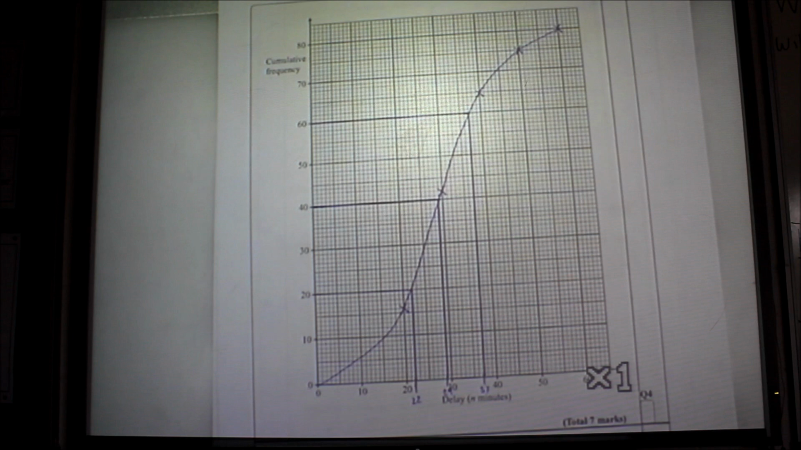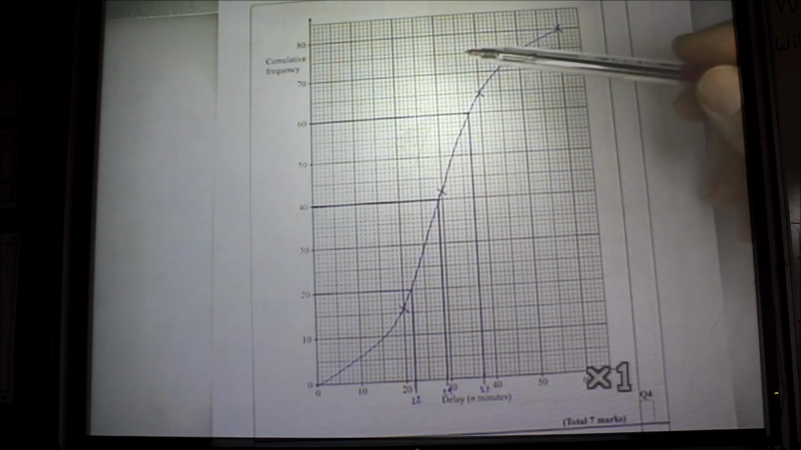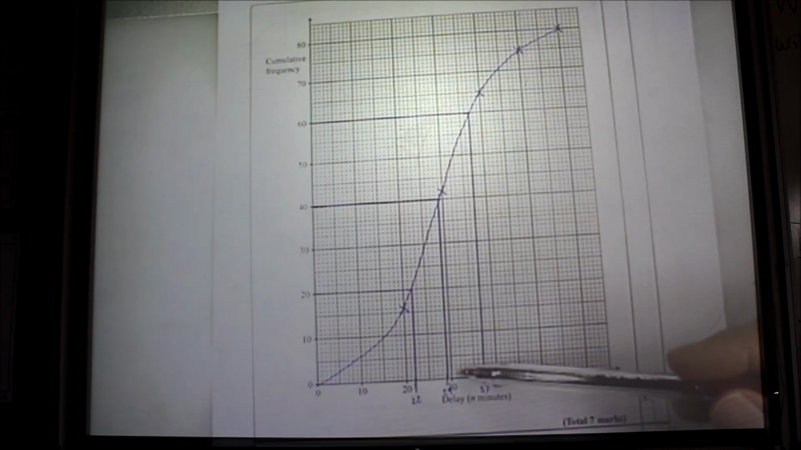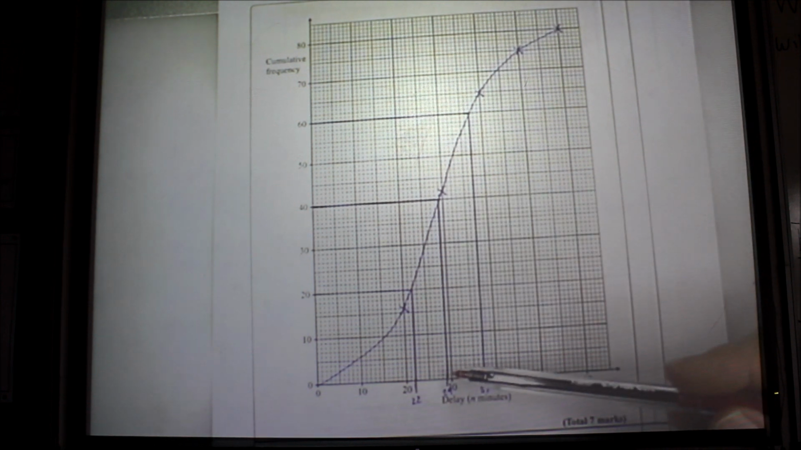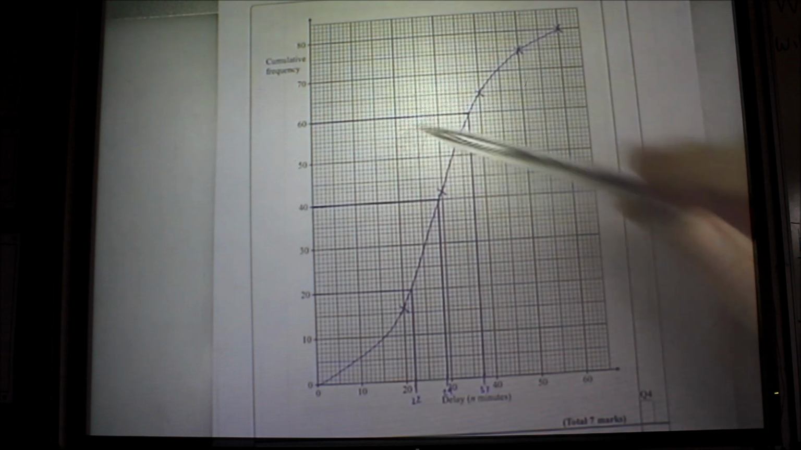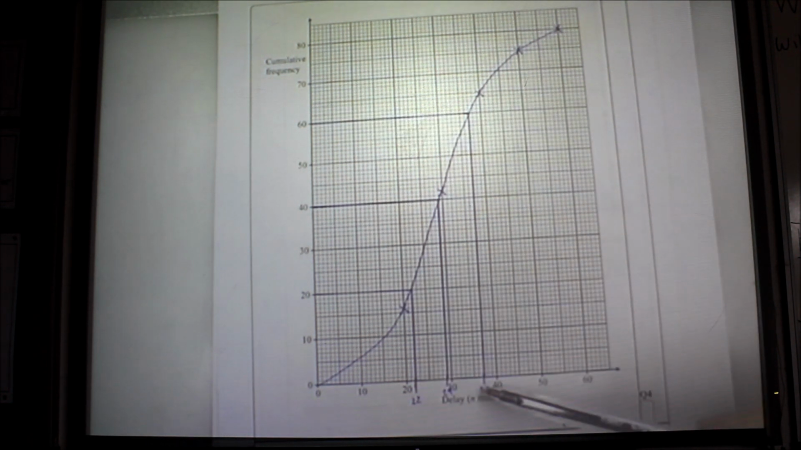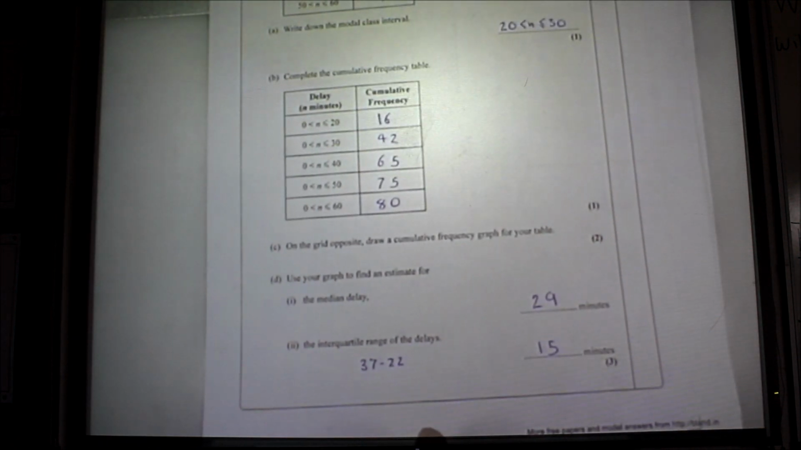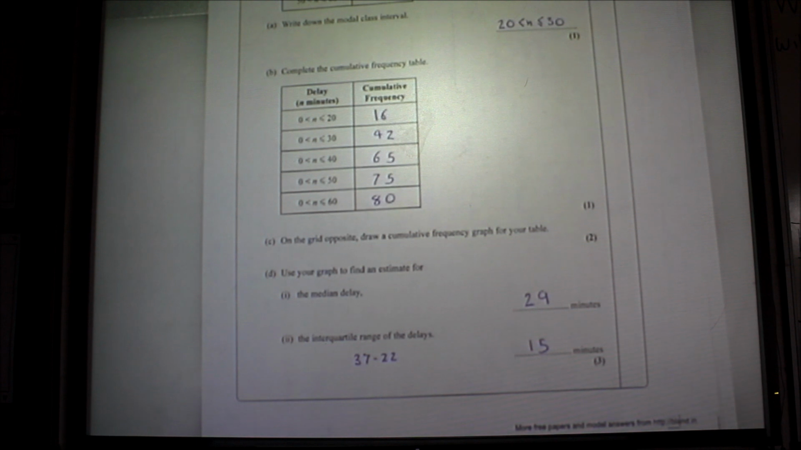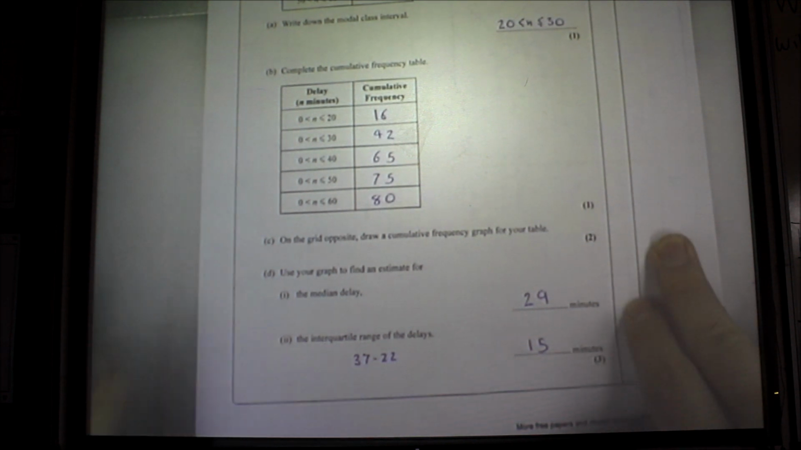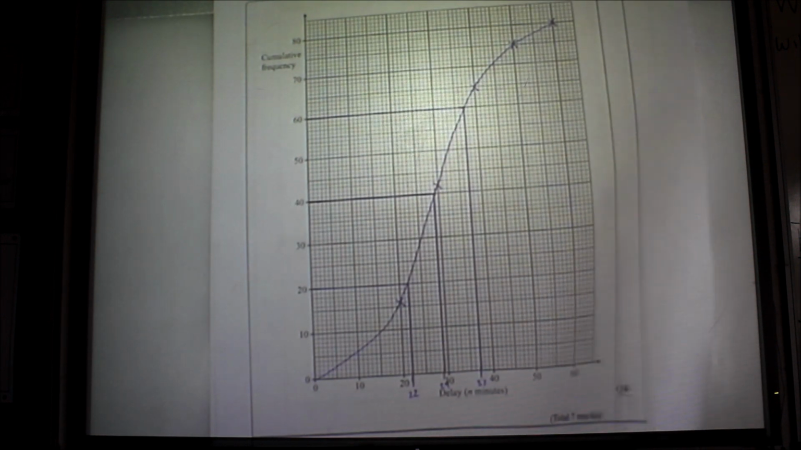Use your graph to estimate the median delay. If there's 80 flights, median is the 40th one. Come down, and you can't read that, but I'll make that 29. And the interquartile range, well, the upper quartile is 60, which is there. The lower quartile, which is 20. So we want to do 37, take away 22, which gives you 15. It's got to be around 15. If it's 14 or 16, it doesn't really matter, as long as you've shown your workings and what you've done here and what you've done on your graph.